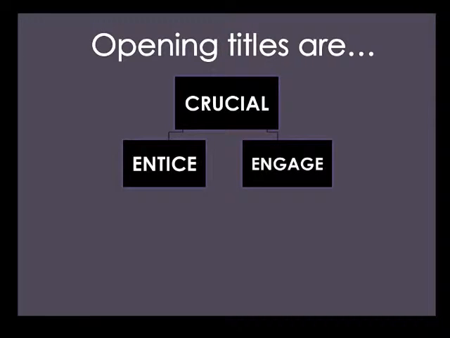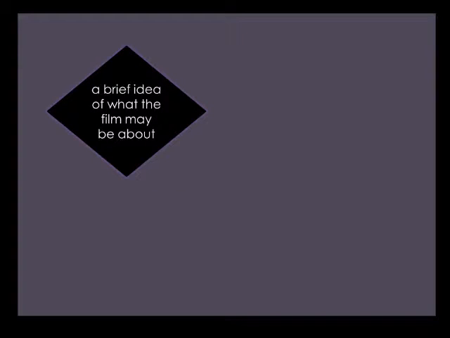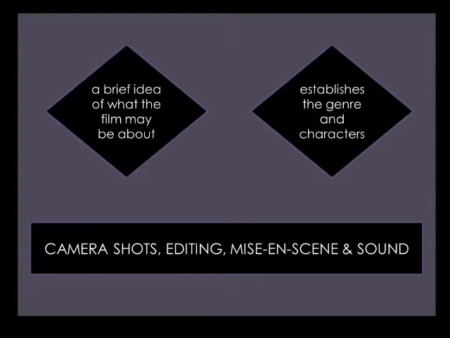The opening titles of a film is crucial because this allows the film to entice and engage the audience, therefore making them want to carry on watching the film. The first few minutes give the audience a brief idea of what the film may be about, and it establishes the genre and characters. This is done through the use of camera shots, movements, mise-en-scène, editing and sound.